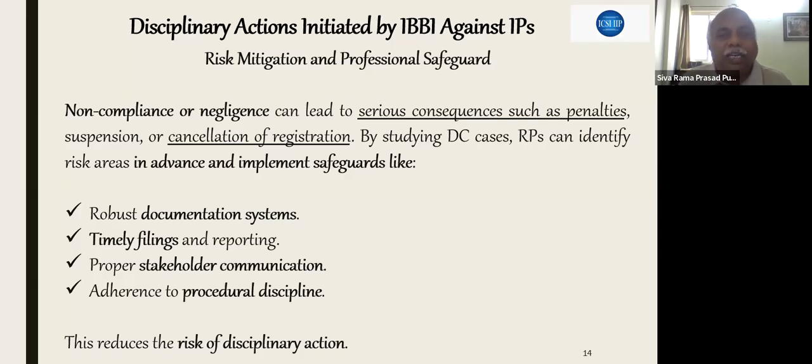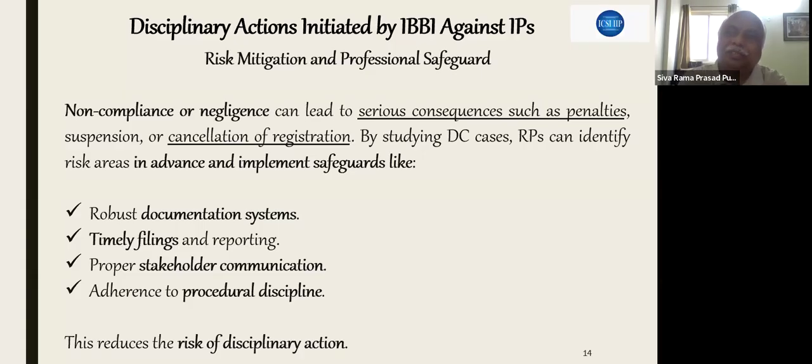By studying the DC cases, RP can identify the risk areas in advance and implement safeguards like a robust document system. Sir, this is not about big bundle books only. From day one onwards, whatever papers you are signing, whatever papers you are referring to, all are to be box filed with date-wise flaps. Some of them are yellow color, some green, some red for reference, because this is a high risk area, this is a medium or low risk. Thereafter, retrieval is very, very easy. So robust documentation is required. All documents should be in your personal storage only.